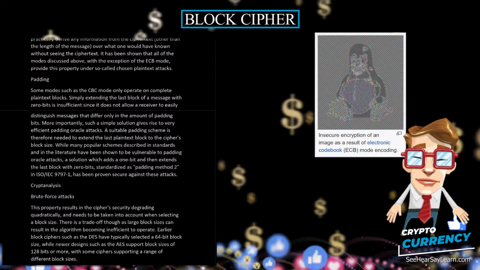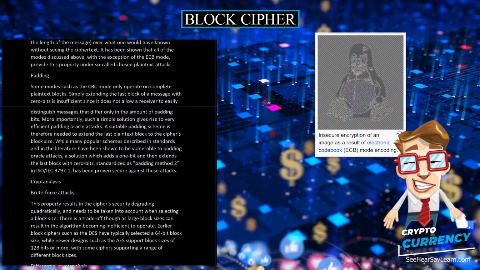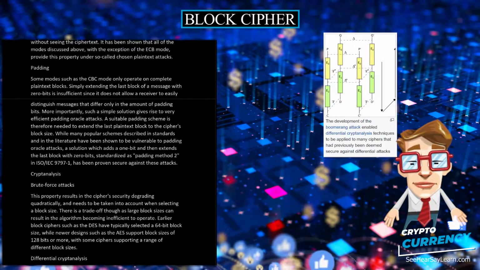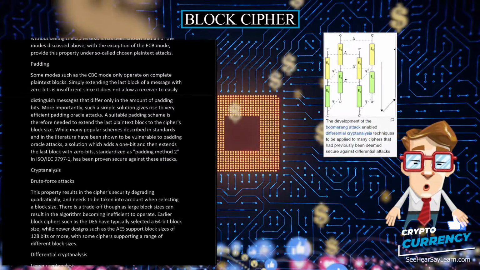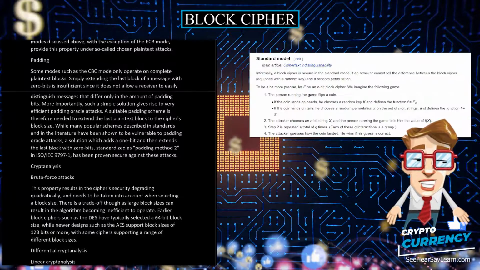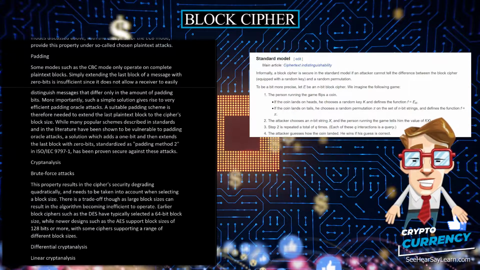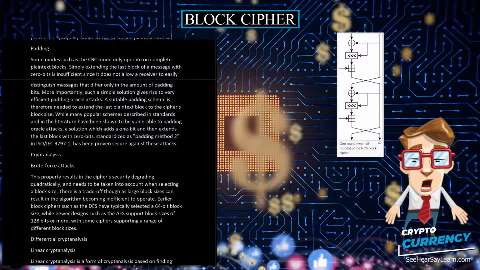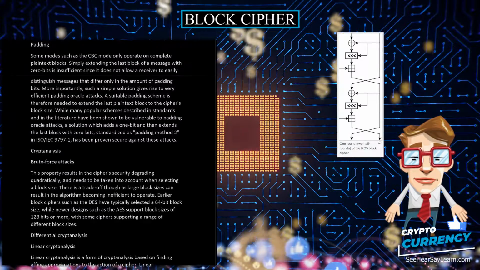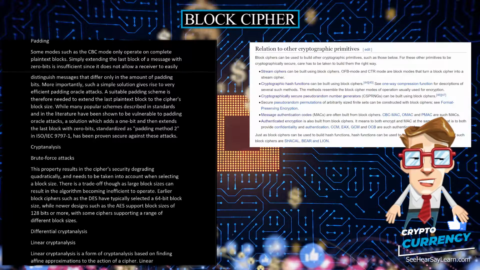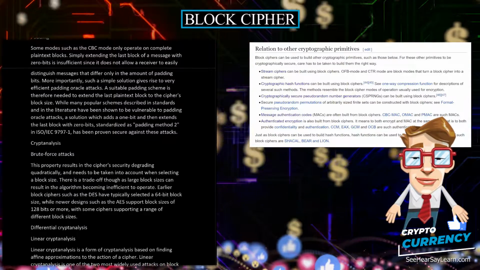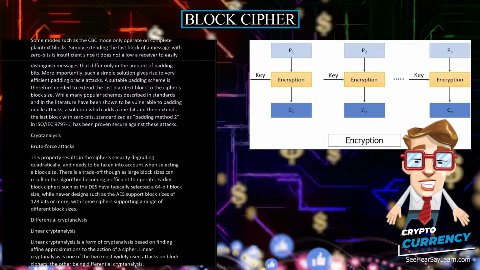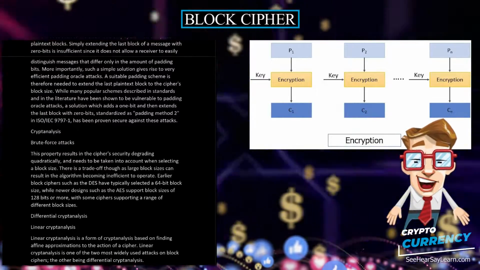Padding. Some modes such as the CBC mode only operate on complete plaintext blocks. Simply extending the last block of a message with 0 bits is insufficient since it does not allow a receiver to easily distinguish messages that differ only in the amount of padding bits. More importantly, such a simple solution gives rise to very efficient padding oracle attacks. A suitable padding scheme is therefore needed to extend the last plaintext block to the cipher's block size.